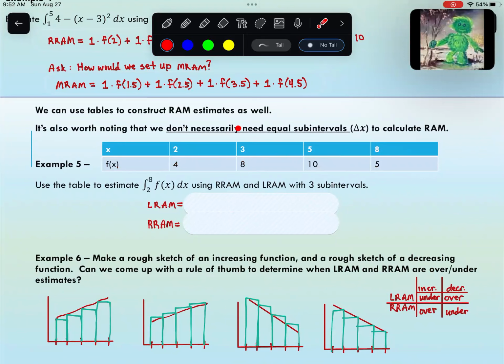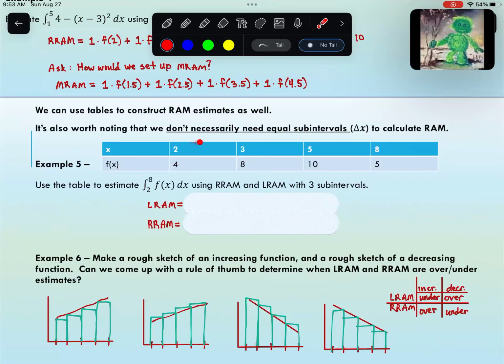It's worth noting that we don't actually require equal subintervals for these calculations. Oftentimes we will have equal subintervals, but it's not a necessity. I can certainly add the areas of rectangles with different bases. And in fact, that's what we're going to have to do here based on the nature of the x values we've been given. It looks like we can consider an interval from 2 to 3, and then from 3 to 5, 5 to 8. Each one of those is a different width along the x-axis. So we want to estimate this actual area or integral from 2 to 8.